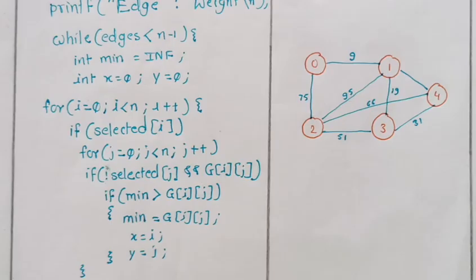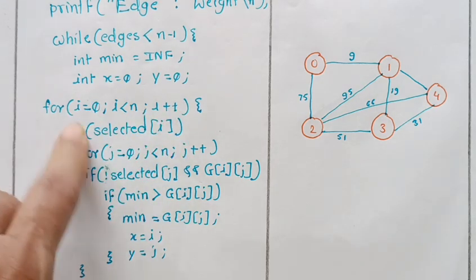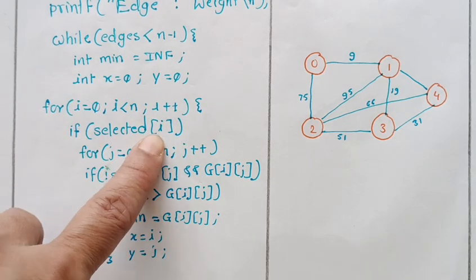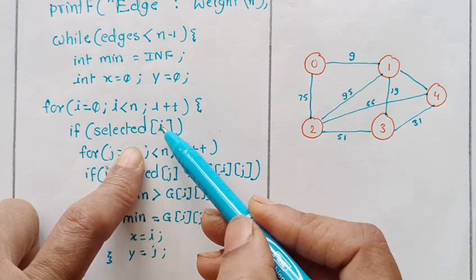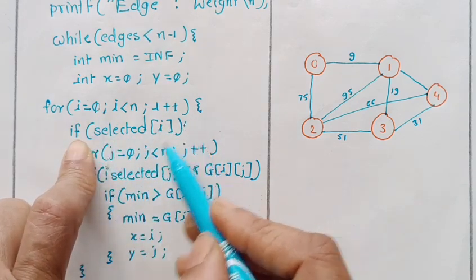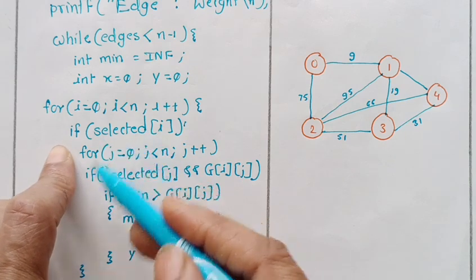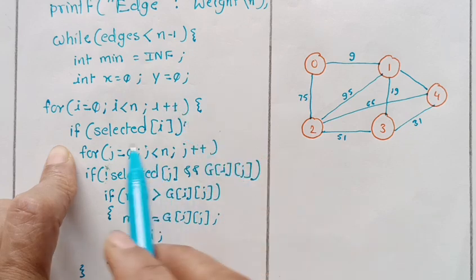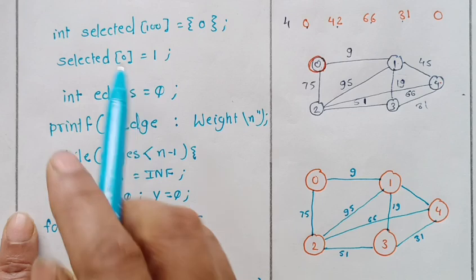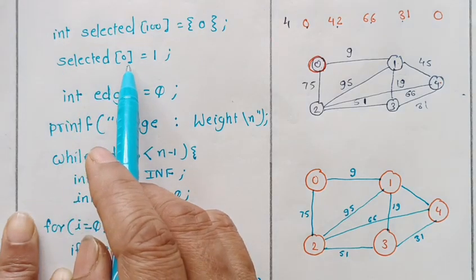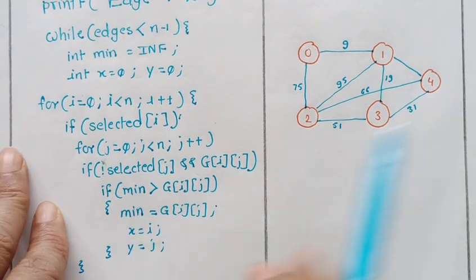Okay, so here you can see the for loop: i equal to 0, i is less than n, and i plus plus. In that for loop you have to check if selected of i, so i is 0 now, whether selected of i is 1 or not. If selected of i is 1, then only it will be executed. Otherwise it will skip all these things and continue this loop. So 0 is selected, already given here. See here, selected of 0 equal to 1. So 0 is selected, that's why we are continuing the further for loop here.